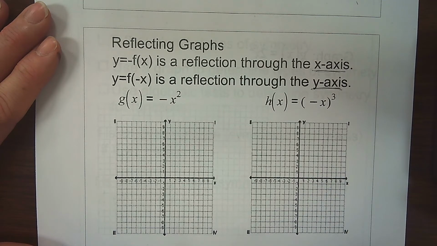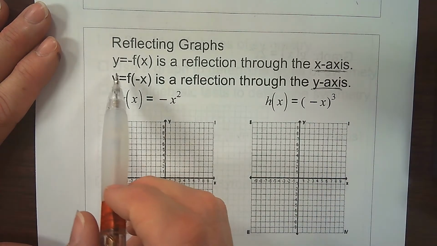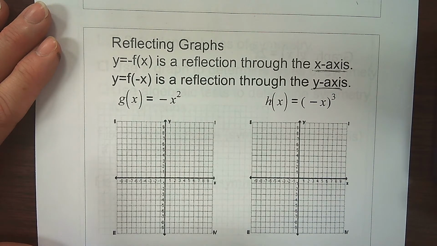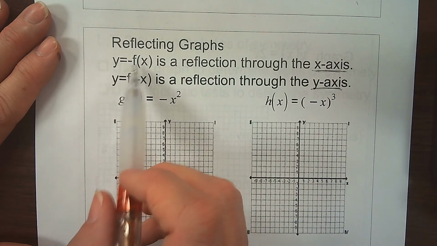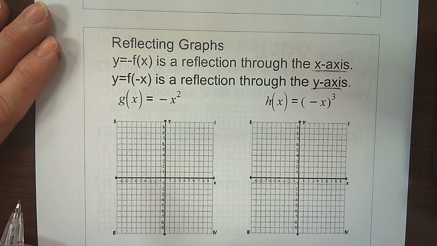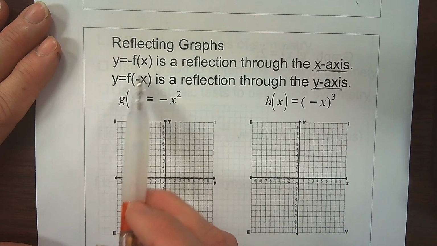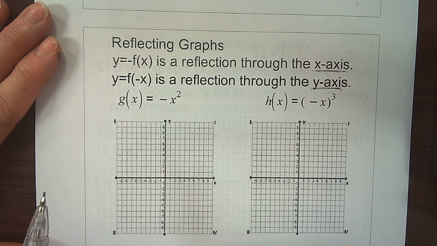If we are reflecting through the x-axis, that's indicative of taking the opposite of the entire function, or the entire equation, if you will. If we reflect through the y-axis, that's when we take the opposite of just the x itself. I want you to think about that for a minute.